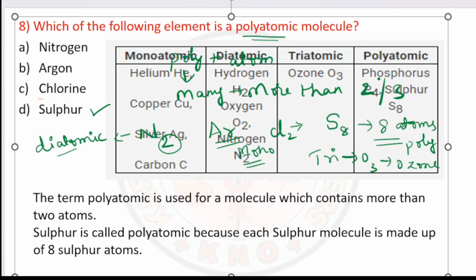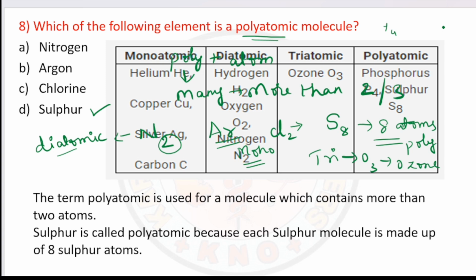For polyatomic, the examples are phosphorus and sulfur. Phosphorus is written as P4, and sulfur is written as S8. A molecule with more than 3 atoms is called a polyatomic molecule. So the term polyatomic is used for a molecule that contains more than 2 or 3 atoms. Sulfur is called polyatomic because each sulfur molecule is made up of 8 sulfur atoms. Now let's move on to the next question.